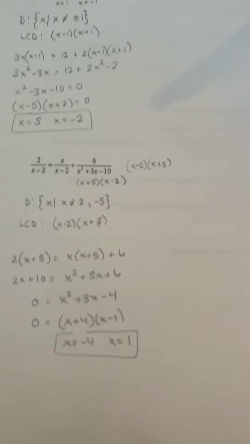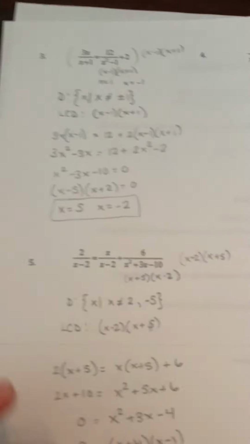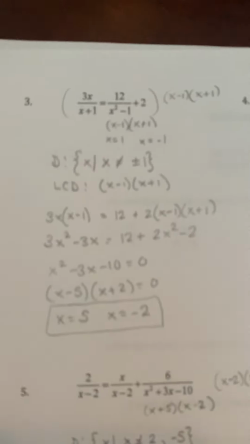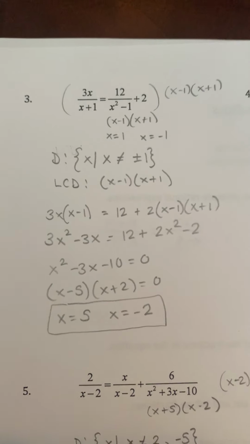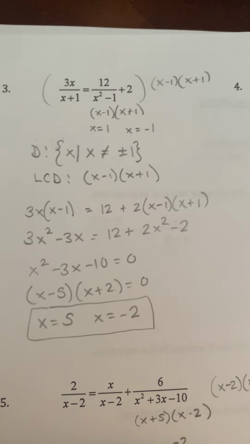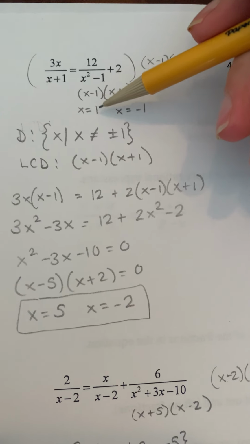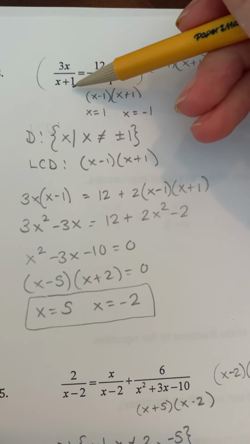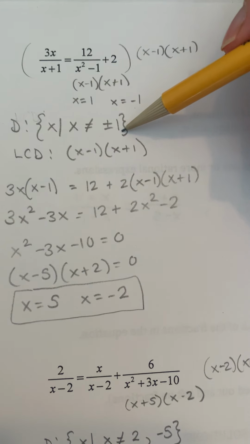Okay, let's look at a couple more examples of rational equations. And I did a few of them already that we can go through. So for number 3, again, we're going to find our domain. So we do have to factor our second denominator here. That's going to give me 1 and negative 1. This also gives me negative 1. So our domain is everything but plus or minus 1.